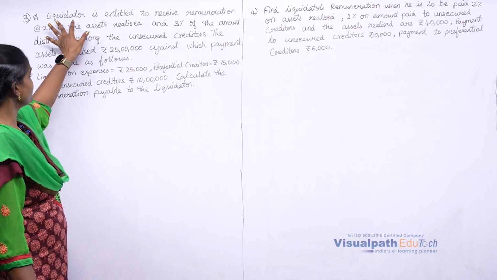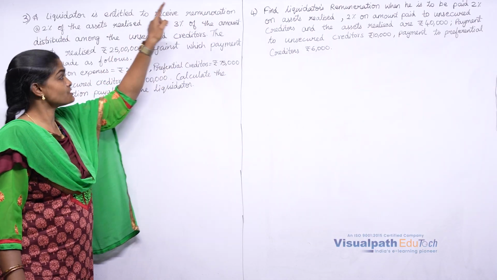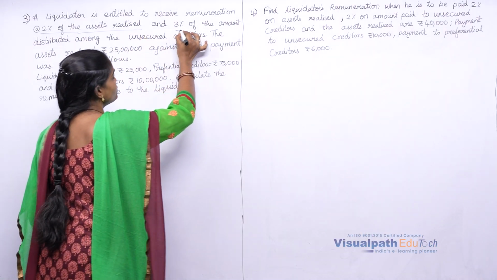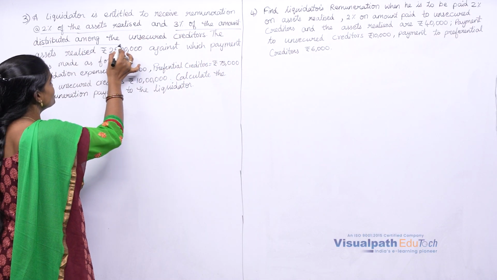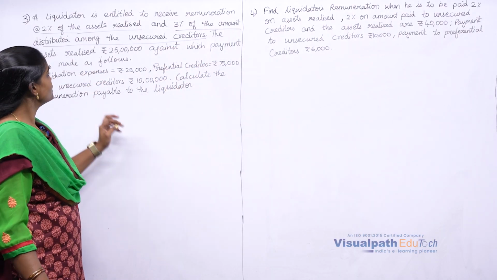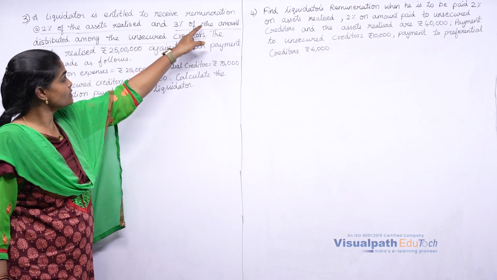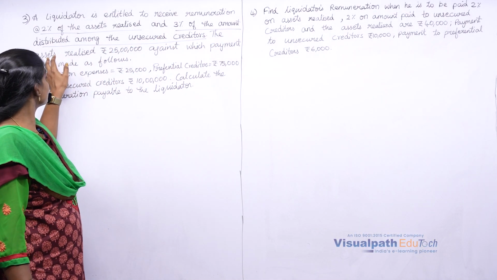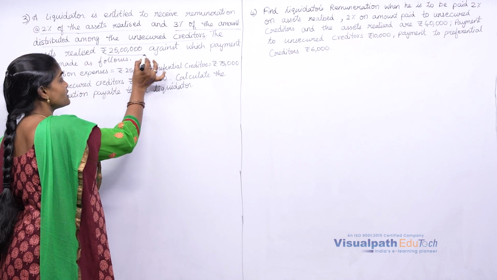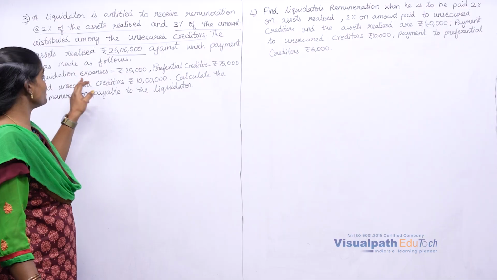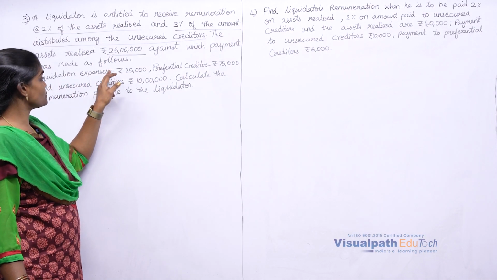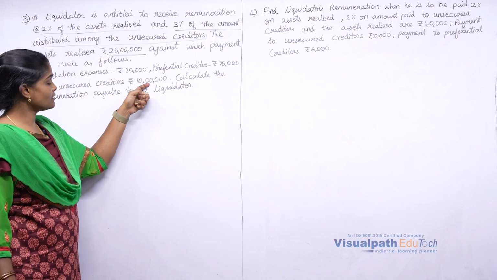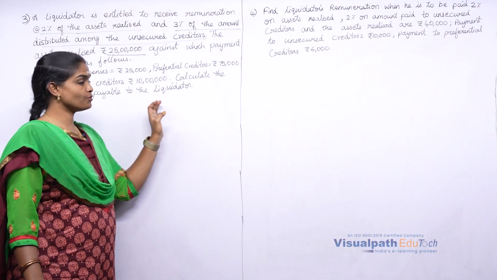Question number 3. A liquidator is entitled to receive remuneration at 2% of assets realized and 3% of amount distributed among the unsecured creditors. Okay. So, 2% from the assets realized and 3% from the amount paid to unsecured creditors. Now, the following information is given. The asset realized is 25 lakhs against which payment was made as follows. Clear? Liquidation expenses 25,000, preferential creditors 75,000 and unsecured creditors 10 lakhs. Now calculate the remuneration payable to the liquidator.